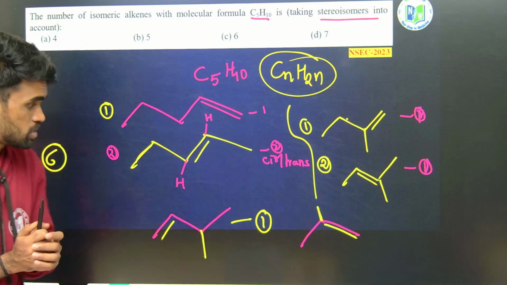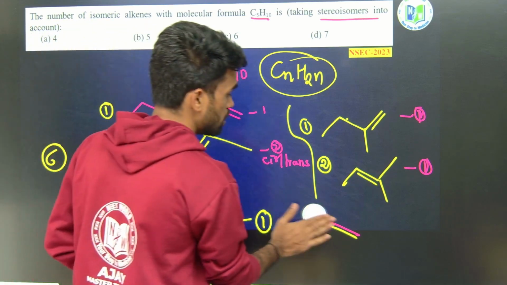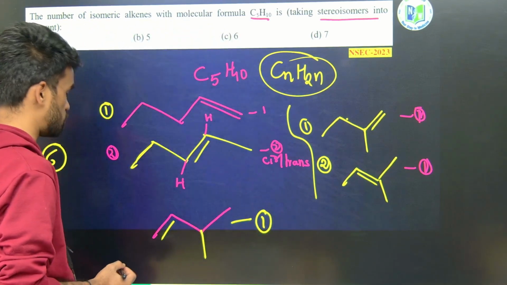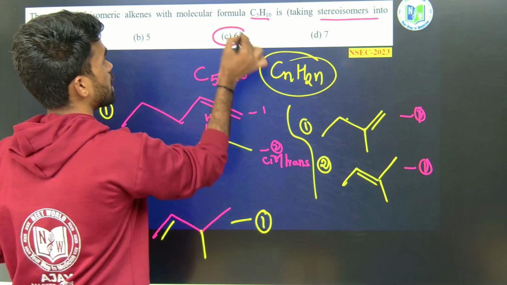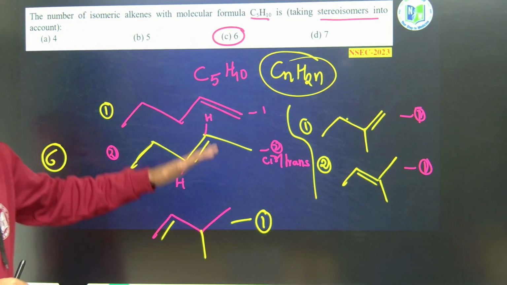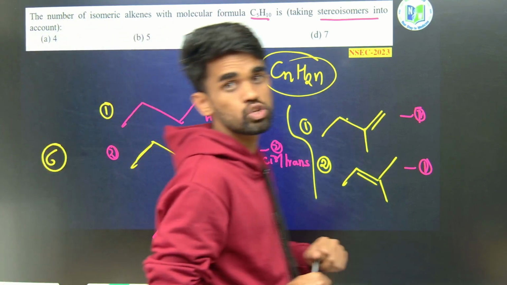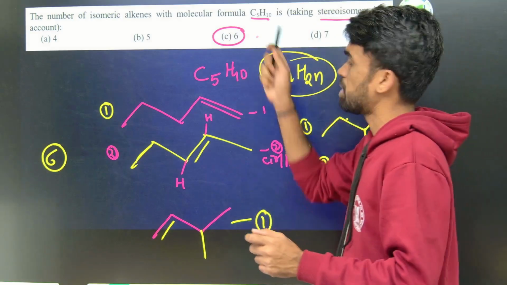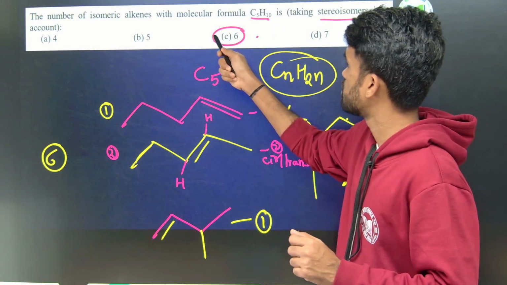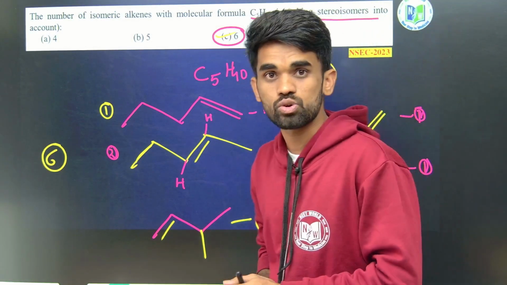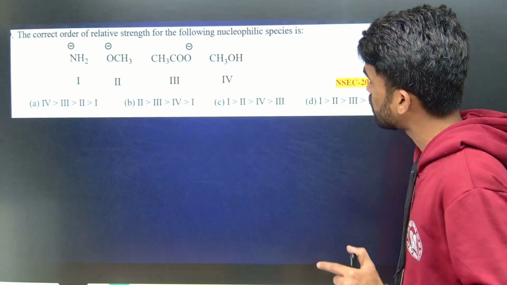So what are the possible number of stereoisomers you can get for this particular one? So 6 are the maximum possible isomers, including stereo. So 6 will be your option C, your perfect answer for this question, right? Yeah. Let us move forward with one more question.